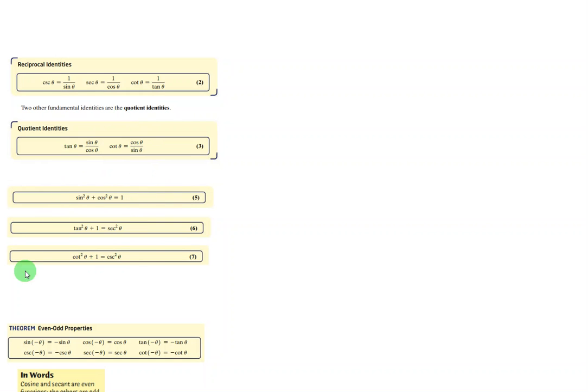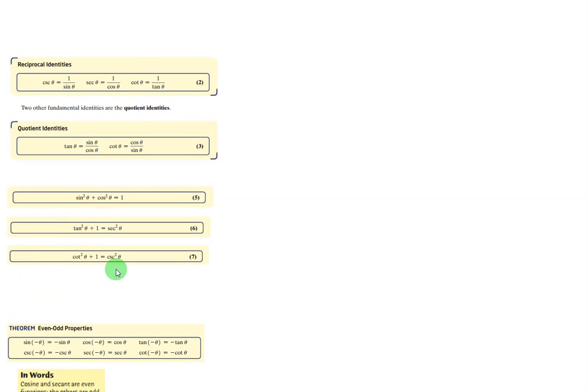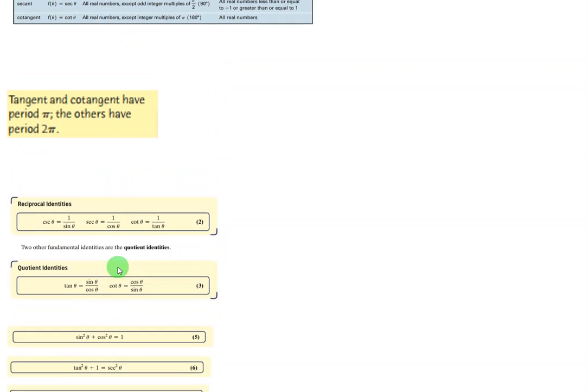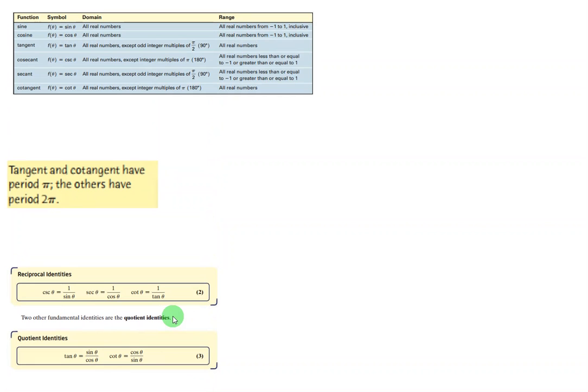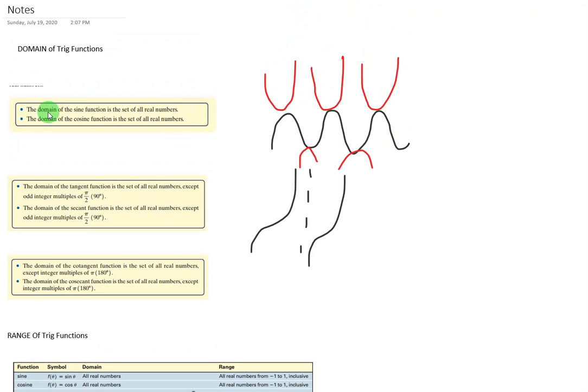Then we have Pythagorean identities. There are those. We have some even odd properties that you need to work on. Cosine and secant are even functions, and the others are odd. Now, there is a handout that has all your trig identities and rules. It would be worthwhile to print that from handouts and start learning some of those. That will be really important. And if you're going on to calculus, it's really important to know your trig.